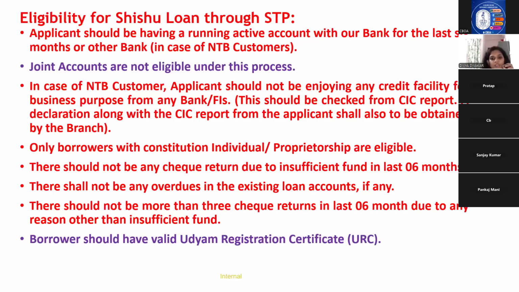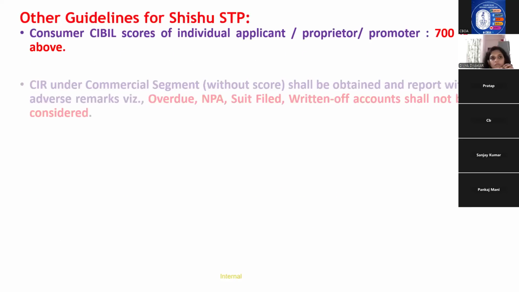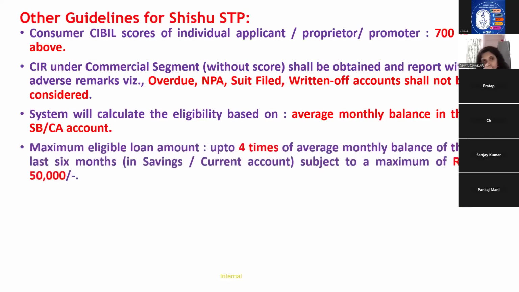Borrowers should have URC, Udyam registration certificate, and the consumer CIBIL score for the individual applicant, proprietor or promoter should be 700 and above. Even the CIBIL CMR under commercial segment has to be obtained, and any other adverse remarks regarding overdue, NPA, suit filed or written-off account shall not be considered.